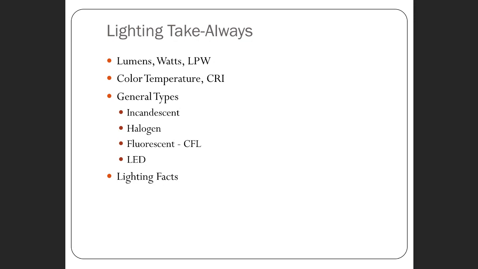We talked about different types of lighting sources: incandescent, halogen, fluorescent, compact fluorescent, and LEDs or light emitting diodes, and the lighting facts or consumer information that we have available to us to help us make good choices about what we buy, and hopefully driving us in the direction of buying better, more efficient light sources.